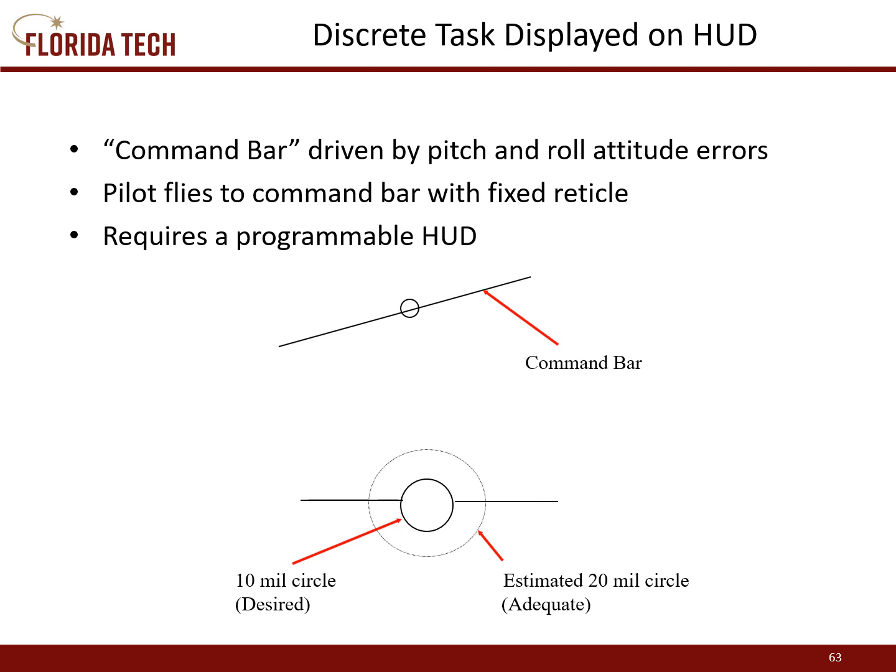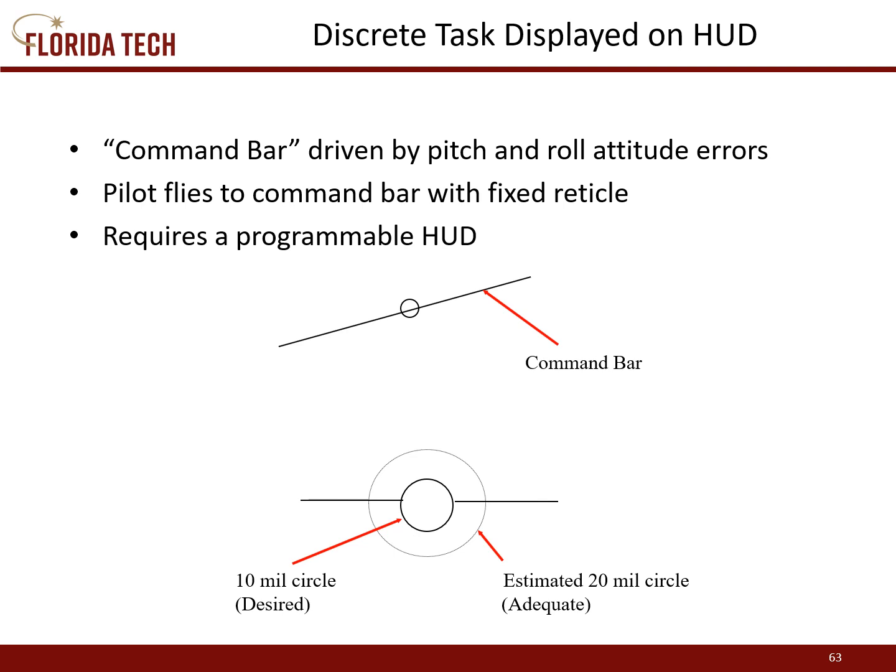Since most engineers aren't necessarily familiar with what a mil and a target on a HUD look like, here you see the command bar. That's driven by the pitch and roll attitude errors that we saw on the previous chart. So the pilot flies to command the bar within the fixed reticle. The pilot then would move the controls to center that command bar into the display on the bottom.